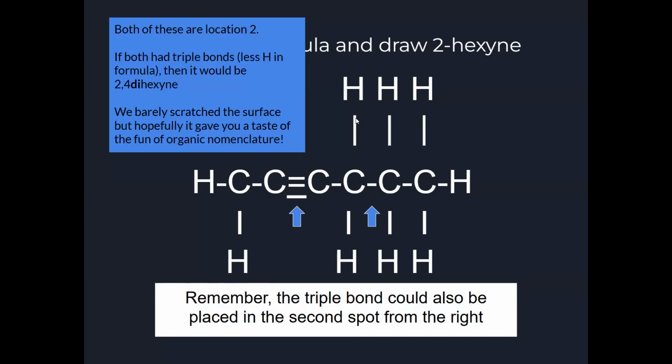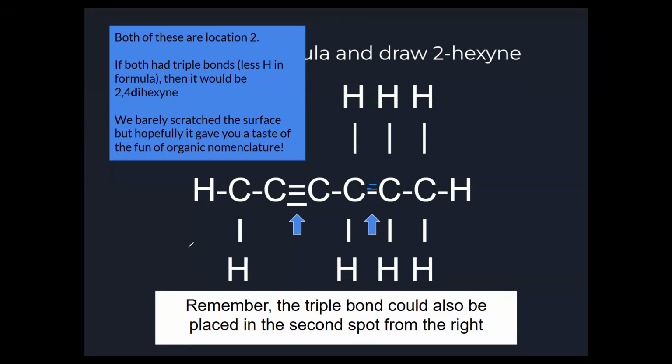What if there was a triple bond in both of those locations? We would have to lose some of our hydrogens. So this hydrogen and that hydrogen would be lost, and on the next carbon to the right, those 2 hydrogens. But then that guy would be 2,4 dihexine. So you add a little number in there to say we have 2 triple bonds at spots 2 and 4.